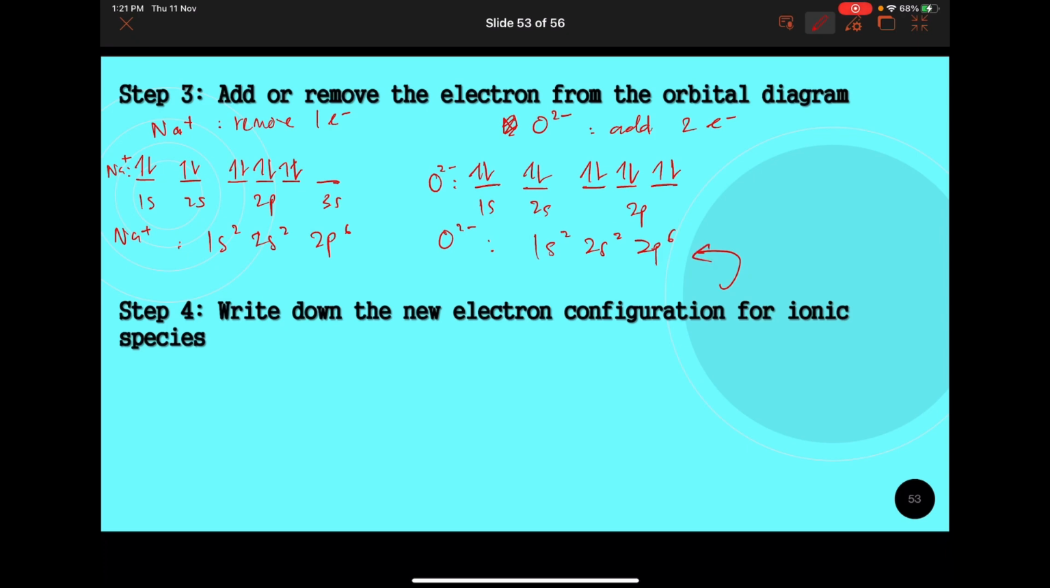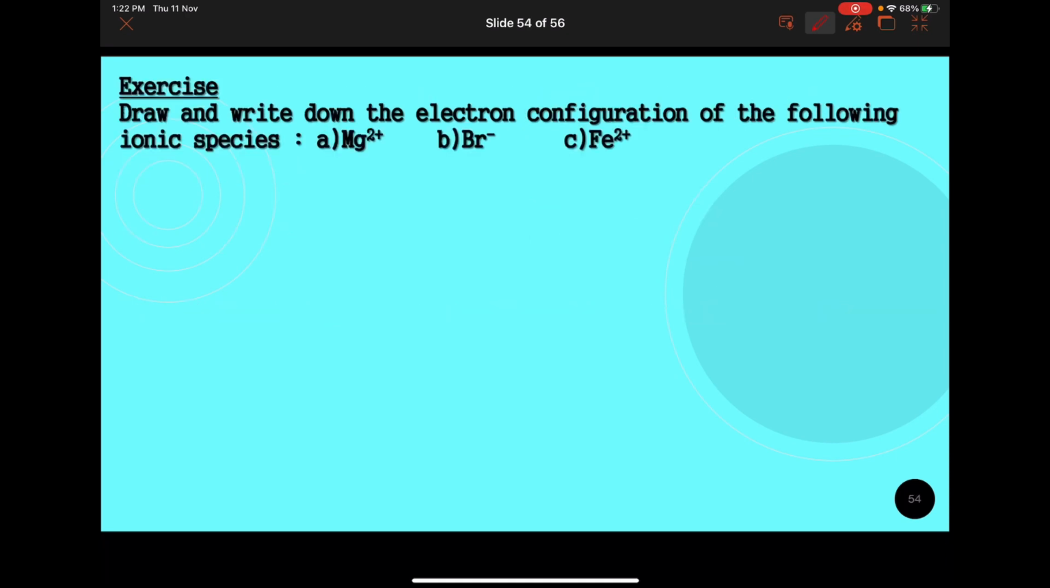So this is how to write down the electron configuration. To write it down, you need to refer to the new orbital diagram for the ionic species. Okay, so that's how to draw and write down the electron configuration for ionic species. Why don't you try to do this one: magnesium, bromine, and iron.